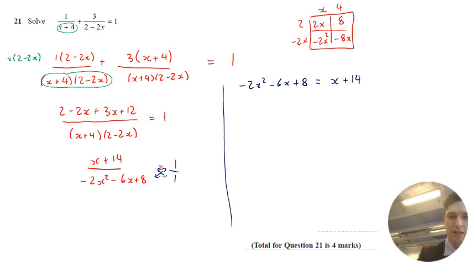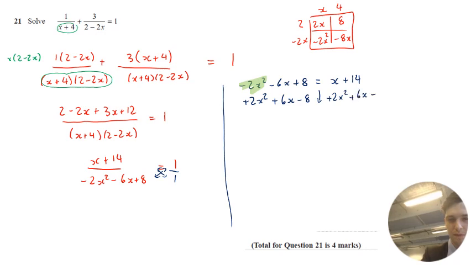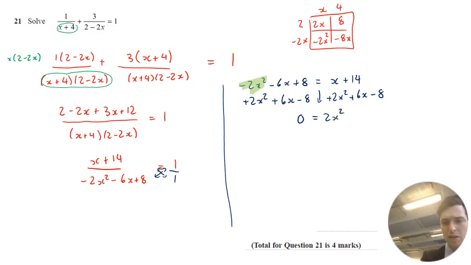Now, I'm going to highlight this minus 2x squared. I actually don't like having a negative x squared. I'm going to want to move that onto the other side, so it is a positive x squared. So I need to move everything on the left-hand side onto the right-hand side. So I've got 0 equals 2x squared plus 7x plus 6.